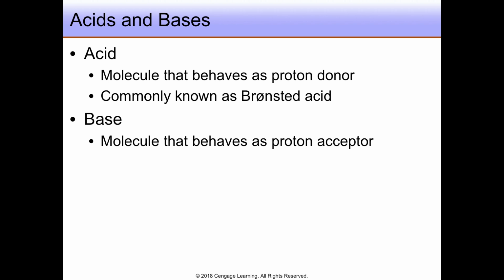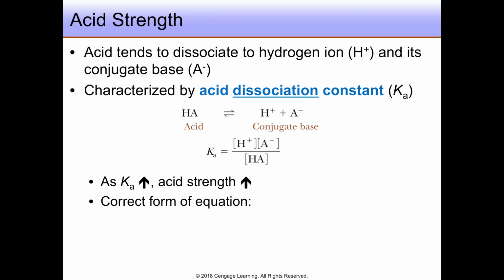In this definition, an acid is a molecule capable of donating a proton, and a base is one that can accept a proton. We use a general formula of HA, as illustrated here, to represent a weak acid, which has a tendency to dissociate to a hydrogen ion or proton, and its conjugate base, represented here as A-. Notice that since this is a weak acid, the dissociation is represented as incomplete. The two-way arrows indicate a state of equilibrium between the two forms, acid and conjugate base.